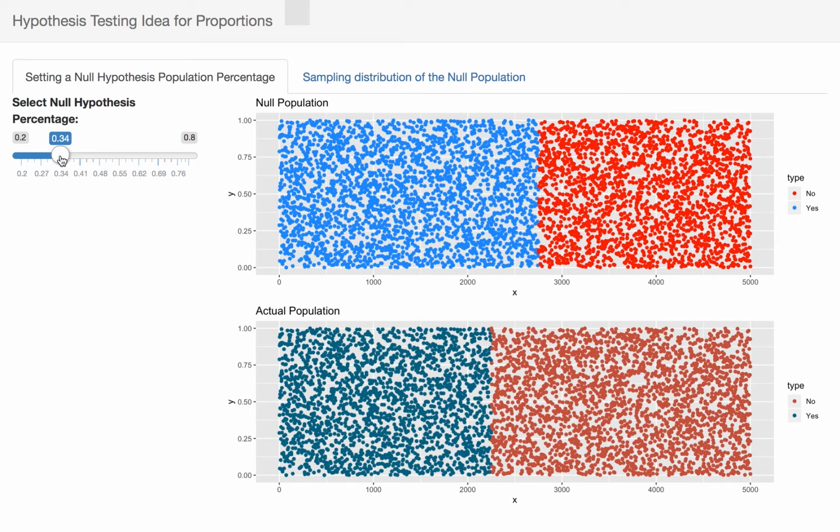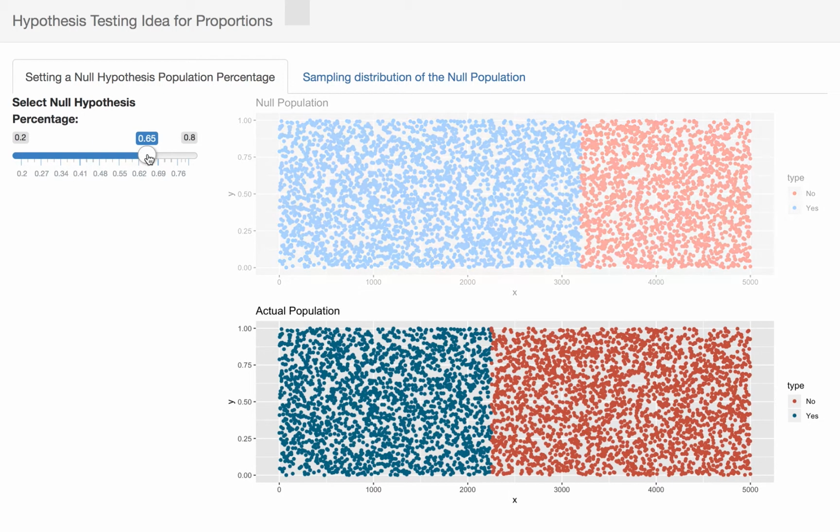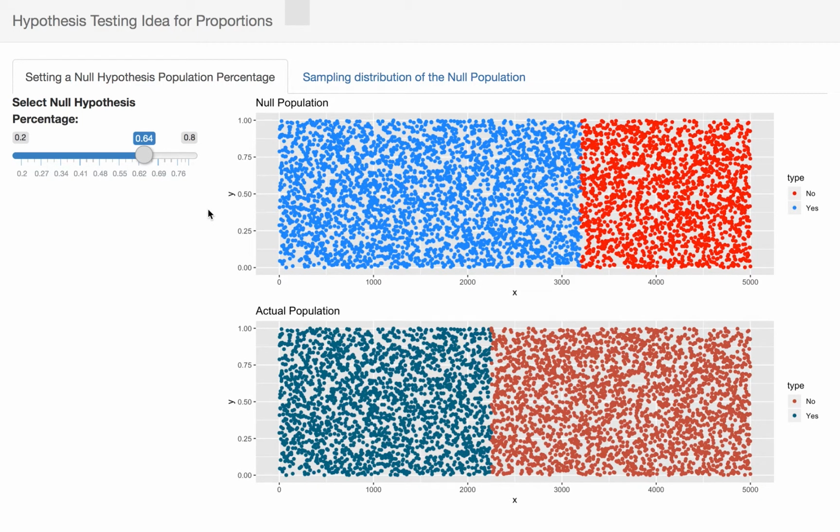All right, so we get to set our own null hypothesis. In other words, we get to pick a claim that we're going to test. I'm going to try the following. Let's assume that our null hypothesis is that the percentage of people that will say yes in the population is equal to 64%. Now we know in reality, and this is information we don't normally have access to, that this null hypothesis is wrong because our actual population percentage here is 45%. So how does a hypothesis test work?